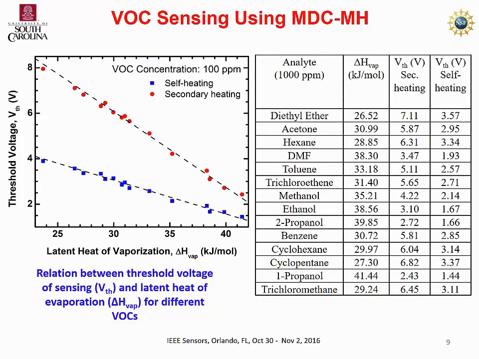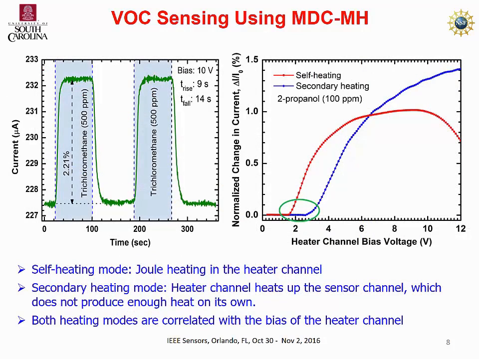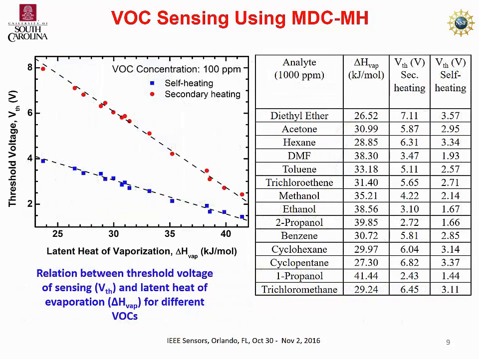So here is the interesting part. We found a correlation with the threshold voltage, that is this voltage shown in the green circle, the particular voltage at which we start to see the change. That is called the threshold voltage. For these two different channels, the self-heating mode is from the heater channel and the secondary heating mode is from the sensor channel. We see that these threshold voltages correlate with the latent heat of vaporization. I will explain later why this is the case. There is also a table that shows all these data points, and that is also available in the paper.